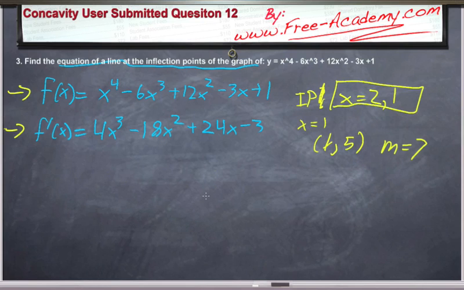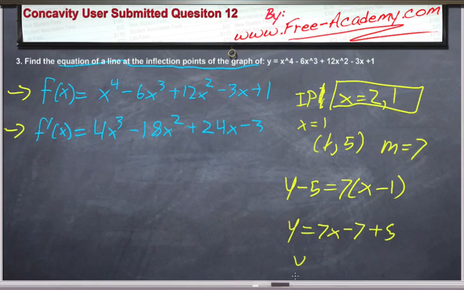We can plug that into point slope form to get an equation of the line. So we have y minus 5 equals 7 times x minus 1, which we can clean up to get y equals 7x minus 7 plus 5. y equals 7x minus 2. And that is the equation of the line for the inflection point that occurs at x equals 1.